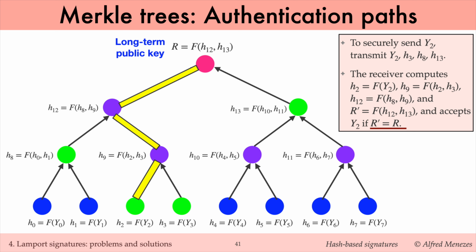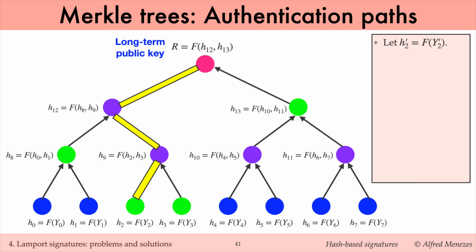If R prime equals R, then Bob concludes that Y2 is authentic. Security relies on the collision resistance of the hash function f. Suppose that an adversary wishes to substitute Alice's public key Y2 with the public key Y2 prime of their choosing. The hash H2 prime of Y2 prime will likely be different from H2, otherwise the adversary has found a collision for H, which we're assuming is infeasible to do.